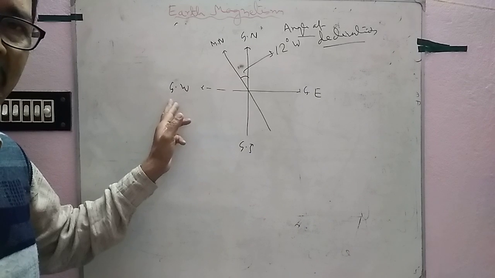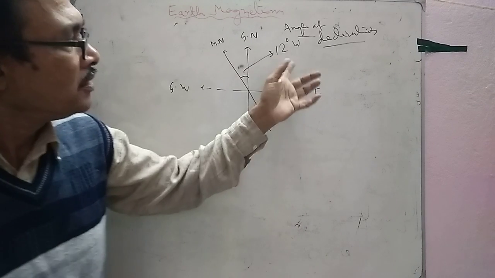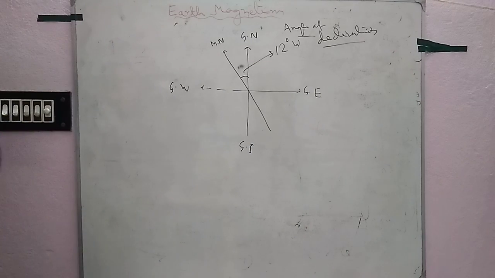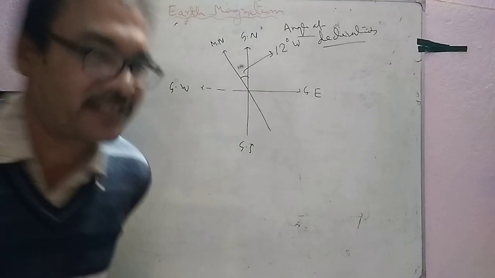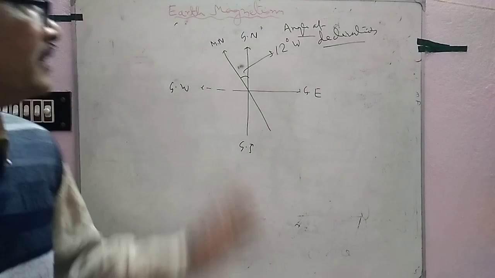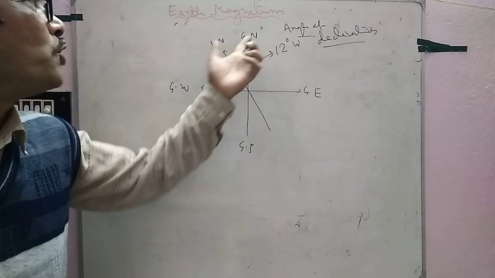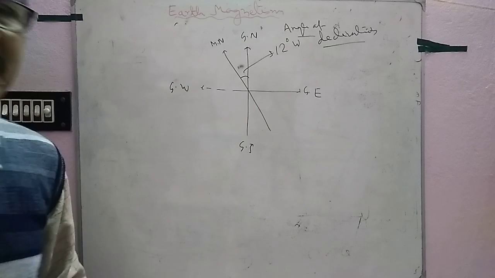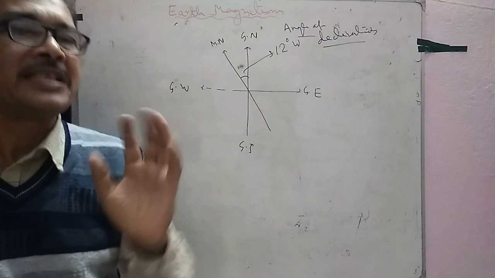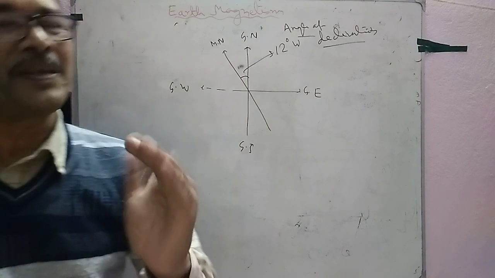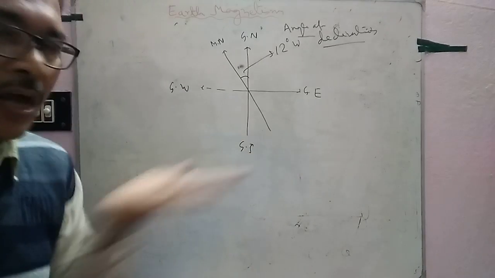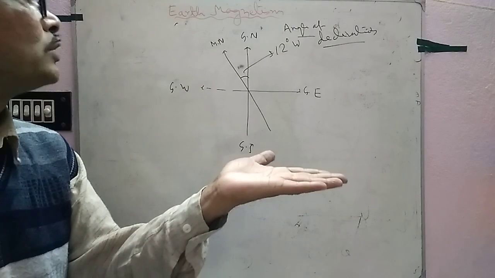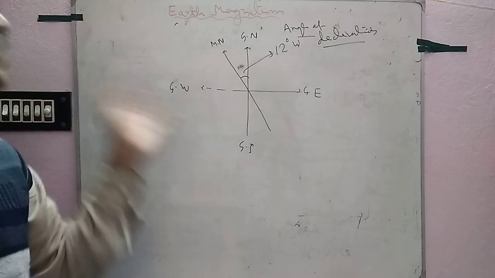Clear? I repeat again. What do you mean by angle of declination 12 degree west at a place? There, the angle between geographic meridian and magnetic meridian is 12 degree, and if a magnet is allowed to rotate at that place in a horizontal plane, then its north pole will tip towards the west.